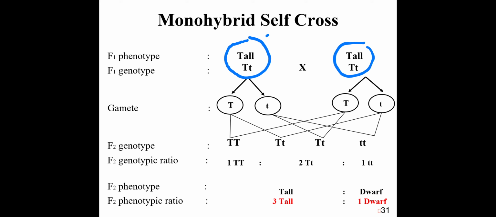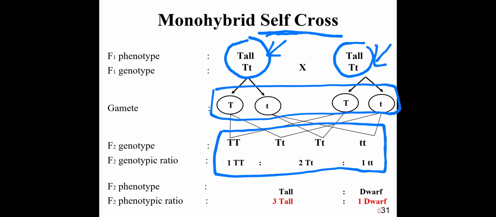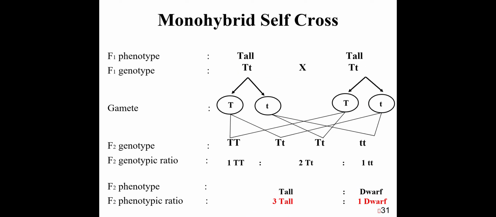So inilah yang dinamakan self cross. Dia di-breedkan dengan generasi yang sama. Jadi phenotype sama, genotype pun sama. And then it's going to produce the same combination of gametes. Dan ini adalah combination genotype dan ratio. Dan apa yang Mendel dapat? The phenotypic ratio adalah 3 tall dan 1 dwarf. So ratio untuk self-cross monohybrid adalah 3:1. Okay, that's all. Thank you.